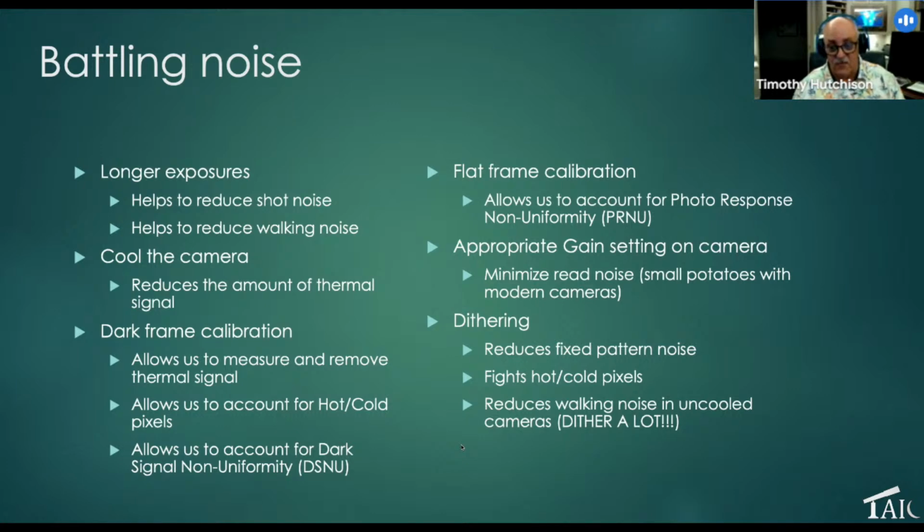Now, I would say that if you're using an uncooled camera, like a DSLR, a mirrorless camera, or an uncooled Astro camera, dither a bunch. Don't dither 2 pixels. Dither like 10 pixels, right? Move that sucker around so that we get that randomness and we start to average out that uncertainty.